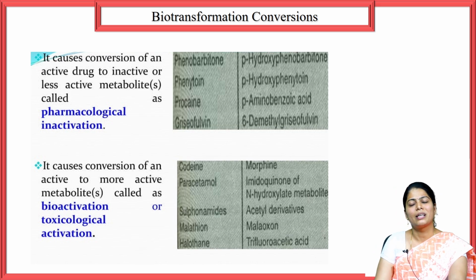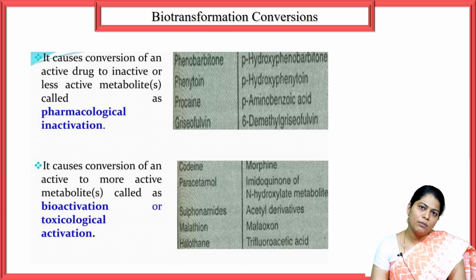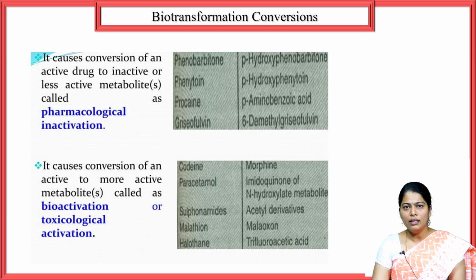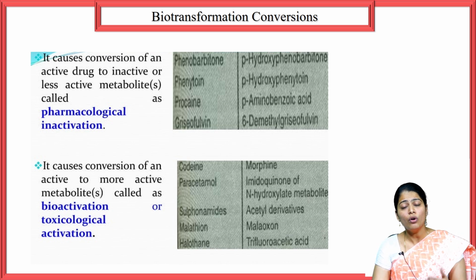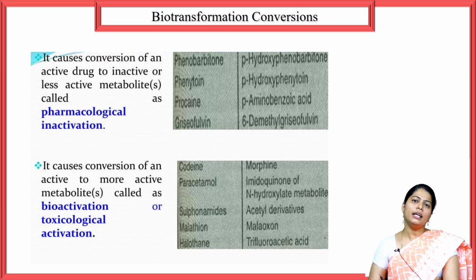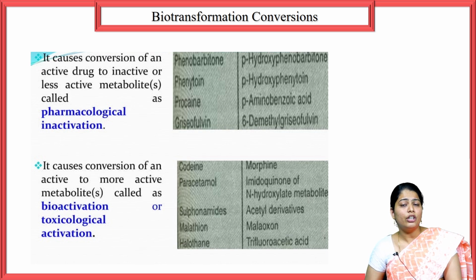So all these drug substances are initially taken in the active form. After showing the mechanism of action, they enter the liver and are converted into inactive hydrophilic form and excreted through urine. The second conversion causes the conversion of an active moiety to a more active moiety. In the first case we discussed the active form converted into inactive form, but here the active form of the drug substance is converted into a more active form. We call it toxicological activation.